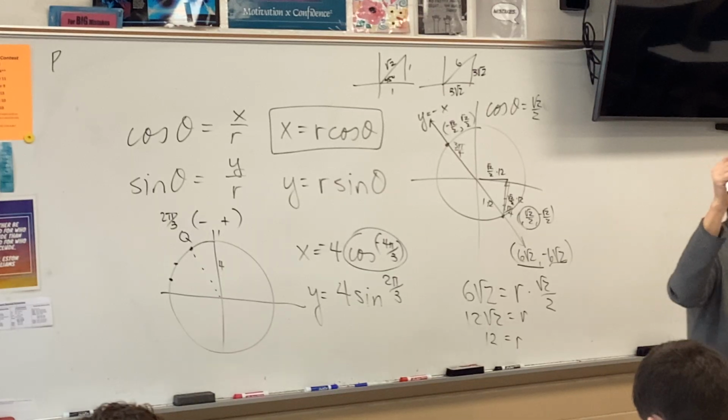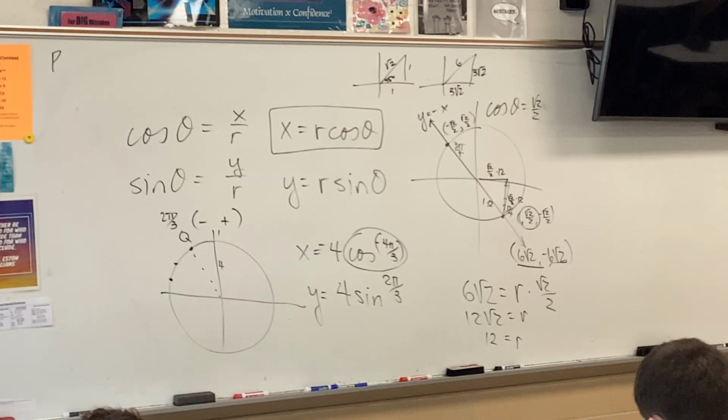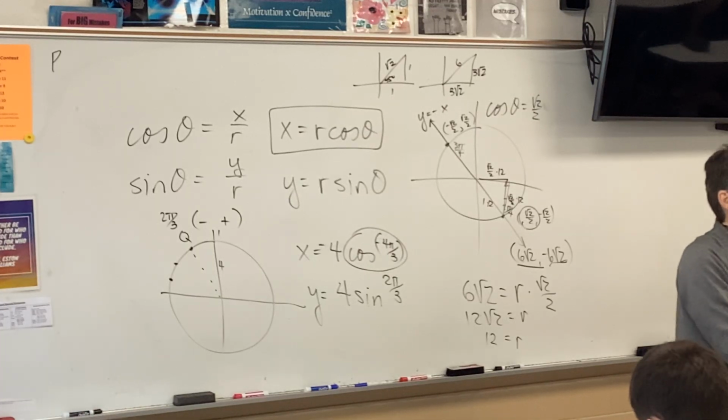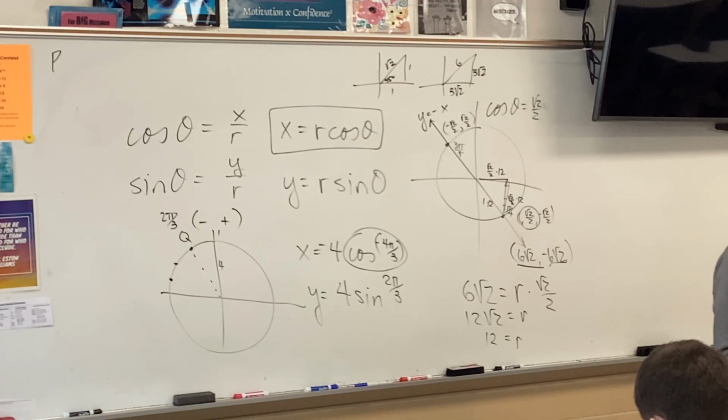Cosine pi, negative 1. Sine pi, 0. Cosine 3 pi over 2, 0. And sine 3 pi over 2, negative 1. Easy, easy.